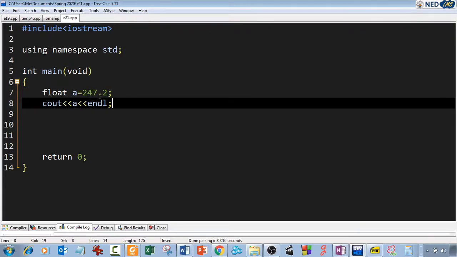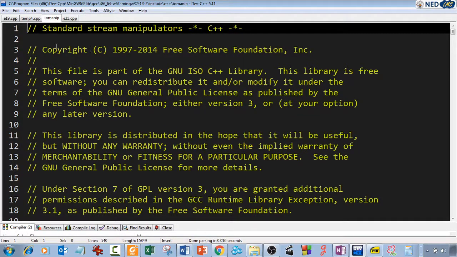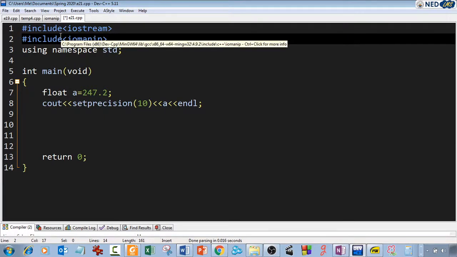Let's say I want to display a few more digits after the decimal point, even though it has zeros after it. I want to use something known as setprecision, and I want to have 10 precision places after the decimal point. If I run this, it will probably throw an error saying that this is not defined. I need to include the iomanip, or stream manipulator, header file. So I'm going to include the iomanip header file, and let's run this.